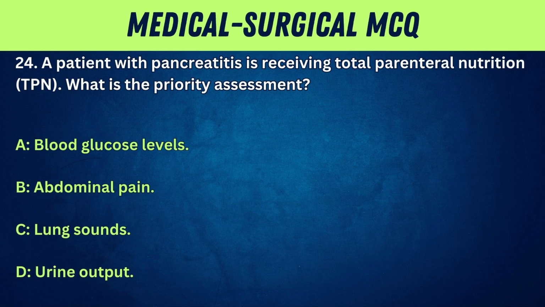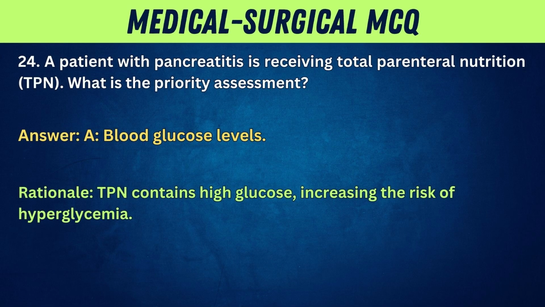24. A patient with pancreatitis is receiving total parenteral nutrition, TPN. What is the priority assessment? A. Blood glucose levels. B. Abdominal pain. C. Lung sounds. D. Urine output. Answer: A. Blood glucose levels. Rationale: TPN contains high glucose, increasing the risk of hyperglycemia.